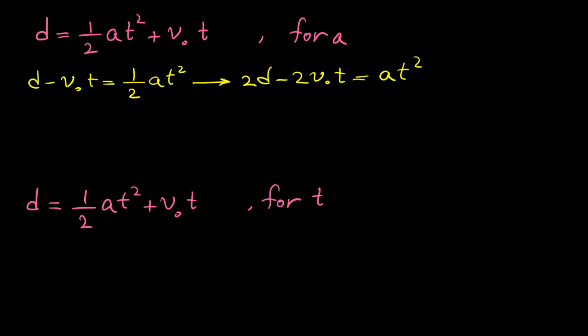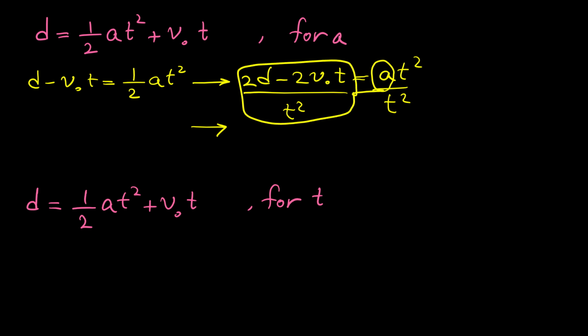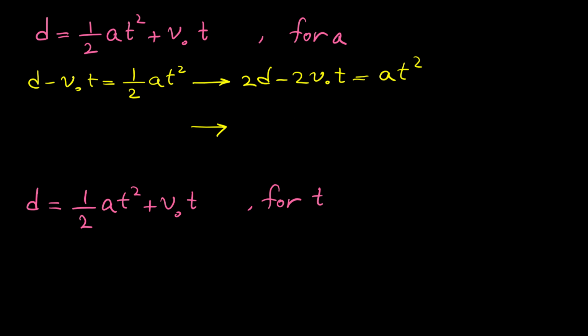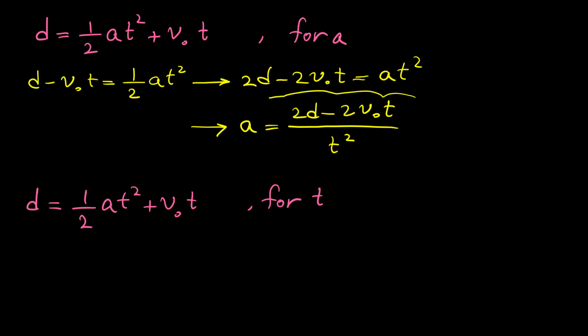Finally, what is a from this equation? If we divide both sides by t to the 2, then a, which is acceleration, is this. So by dividing both sides by t to the 2, acceleration, or a, is equal to 2d minus 2 v0 t over t to the 2. This is the value of a in terms of other variables.